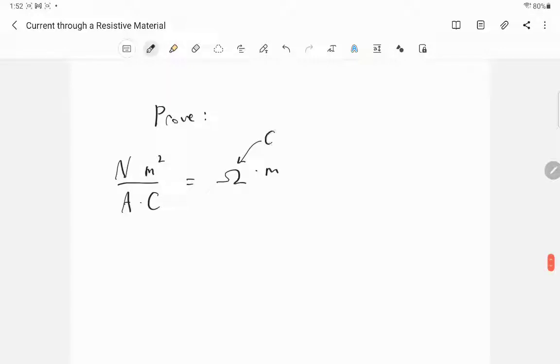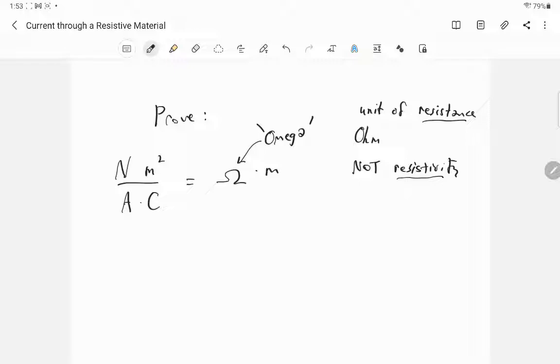That letter's name is omega, and it's used as a symbol of the SI unit of resistance called the ohm. So the ohm is the unit of resistance, not resistivity. You see these two words, they're different because they indicate different things. We'll talk about resistance a little bit more in a subsequent video. We are talking about resistivity right now.